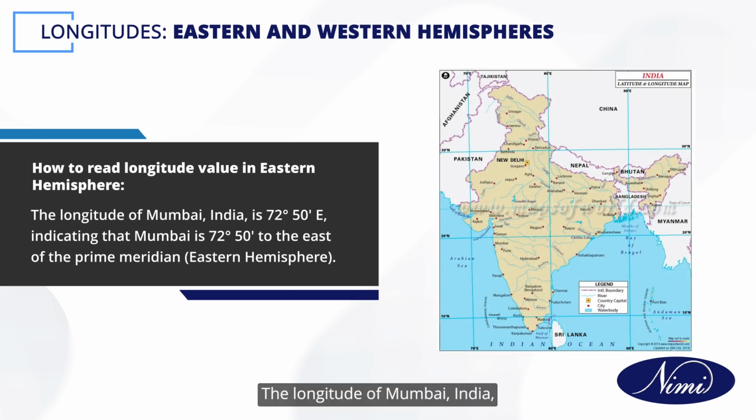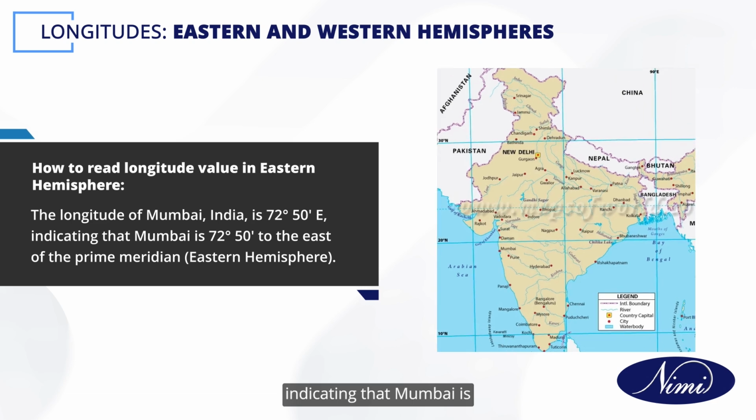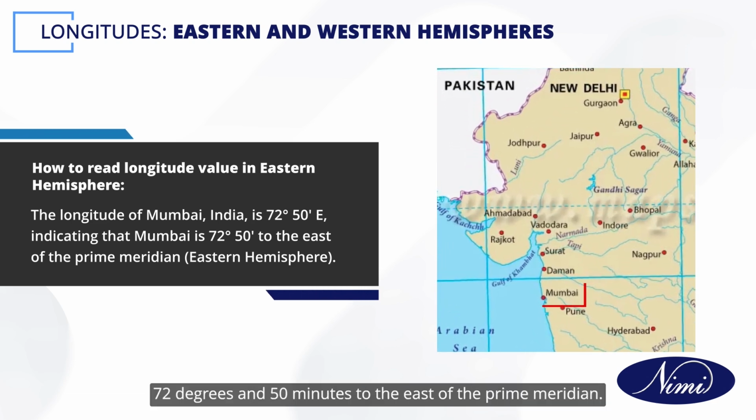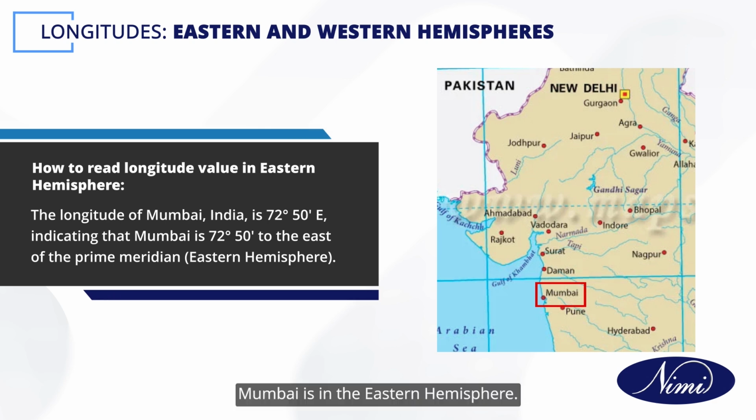The longitude of Mumbai, India is 72 degrees 50 minutes east, indicating that Mumbai is 72 degrees and 50 minutes to the east of the prime meridian. Mumbai is in the eastern hemisphere.